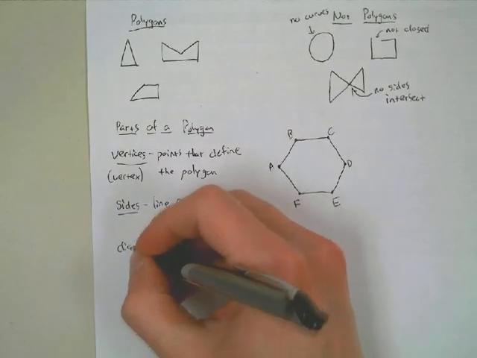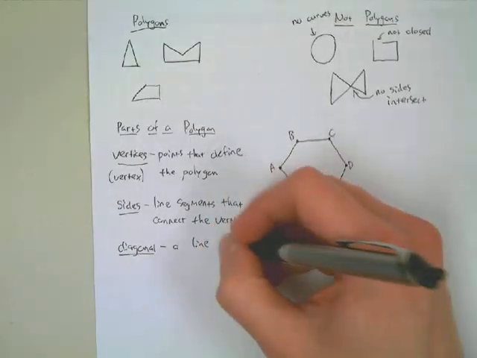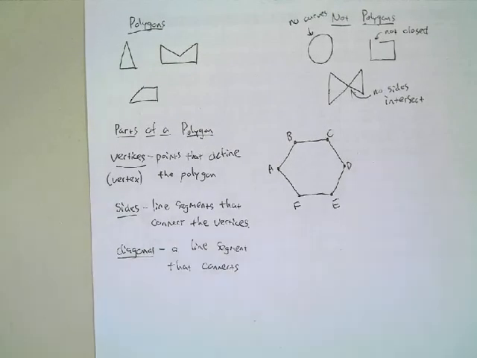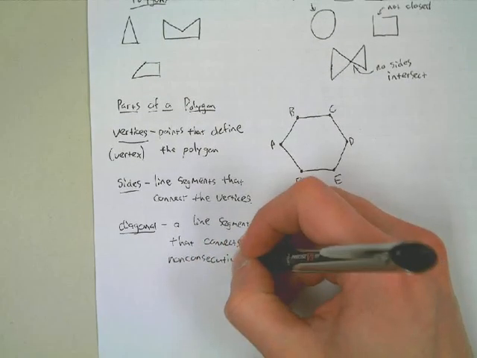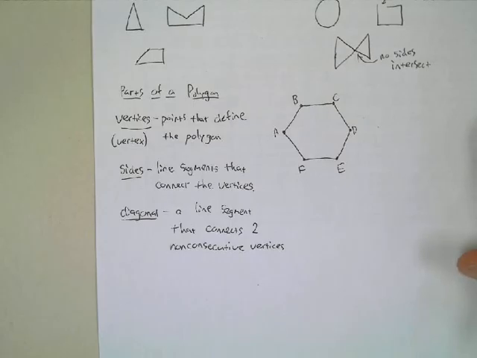And we also can talk about diagonals. Okay, a diagonal is a line segment that connects two non-consecutive vertices. Okay? A line segment that connects two non-consecutive vertices. And I'll pause here because I'm sure I'm going too fast. So I'll slow down here. Okay.